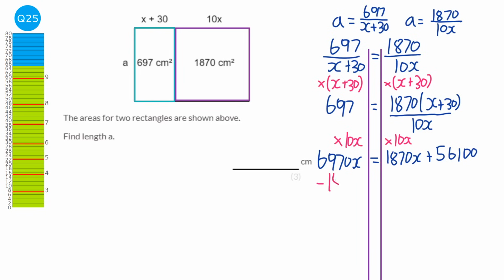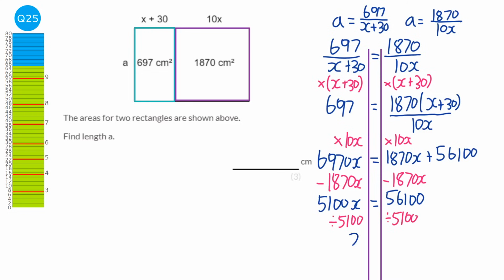So take away 1,870x from both sides, and that will leave 5,100x on the left hand side, and then obviously we've got the 56,100 on the right hand side. And we want to get rid of the 5,100, so we're just going to divide both sides by 5,100. And so we've got x equals 11.